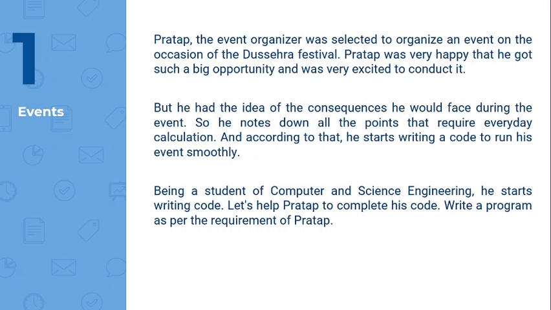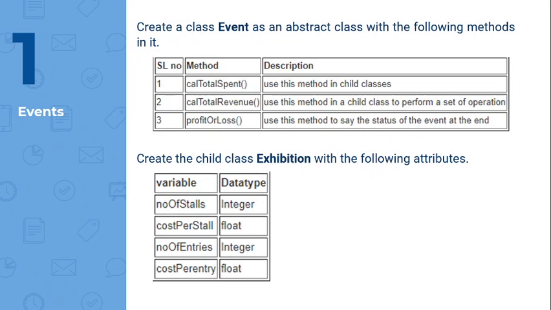Being a student of computer science and engineering, he starts writing code. Let's help Pratap to complete his code. Write a program as per the requirement of Pratap. So we have to create a class called Event, which is an abstract class. An abstract class is a class that cannot be instantiated, which means you cannot create an object for an abstract class, and it has the following abstract methods: calculate total spend, calculate total revenue, and profit or loss.